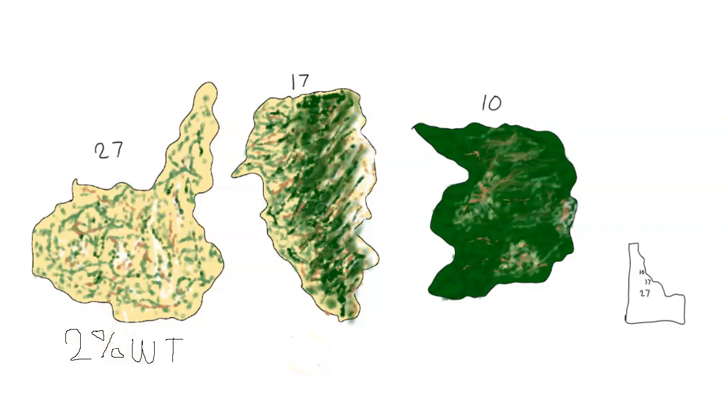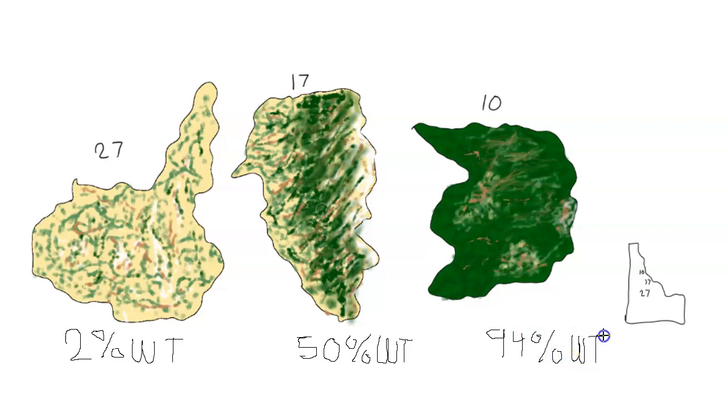For Unit 17, that number goes up to 50% whitetails. And then for Unit 10, that's our most northerly unit in Idaho, 94% of the deer harvested in this unit were whitetails.